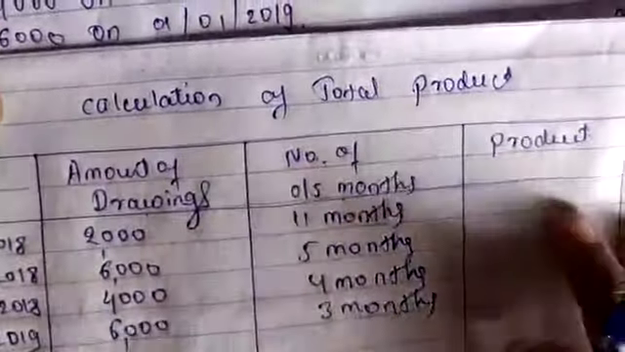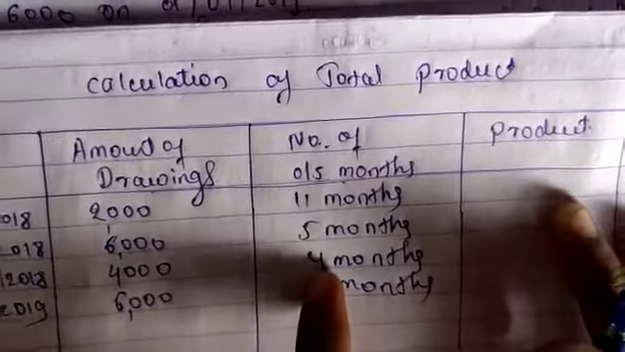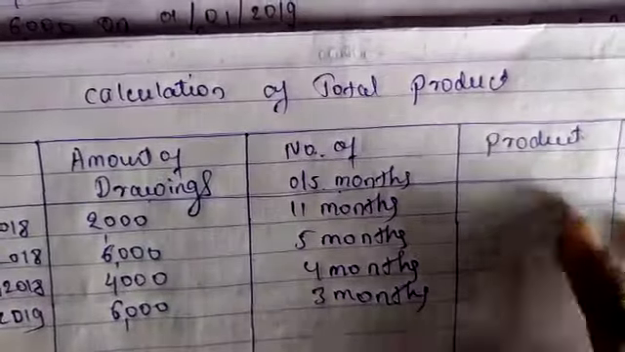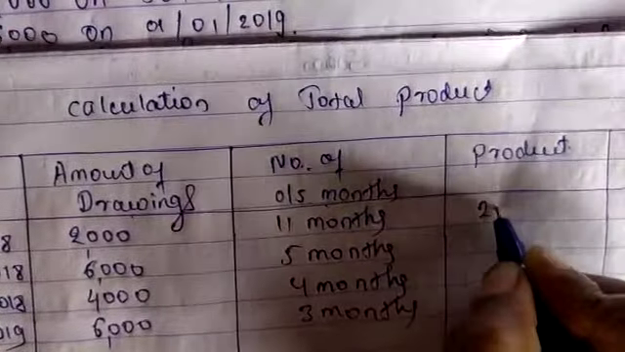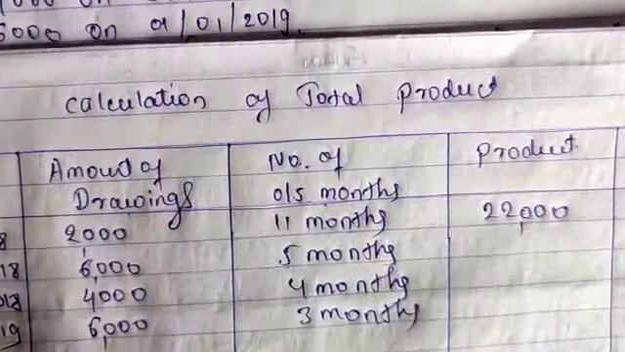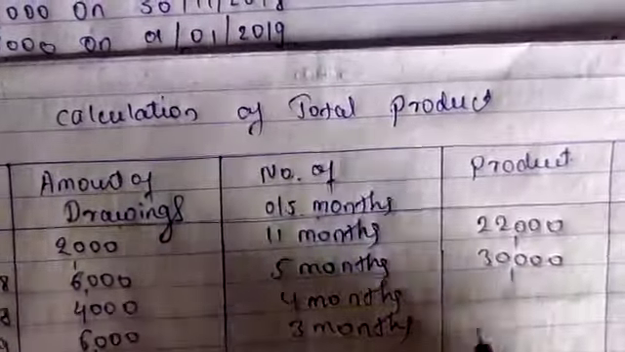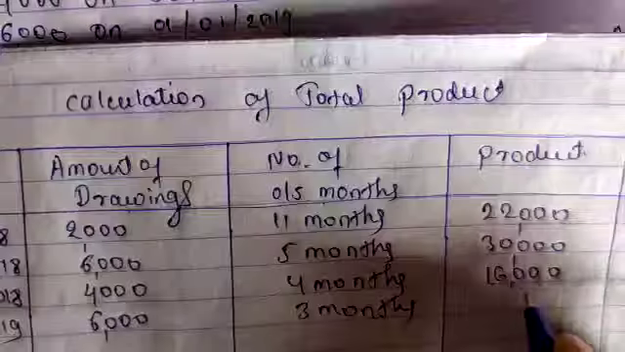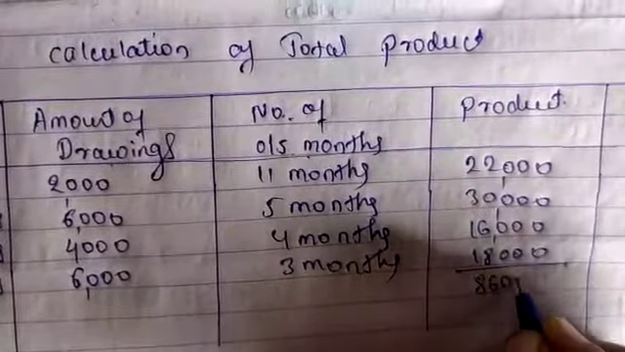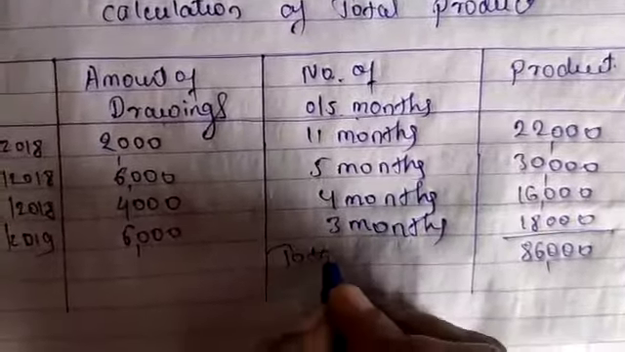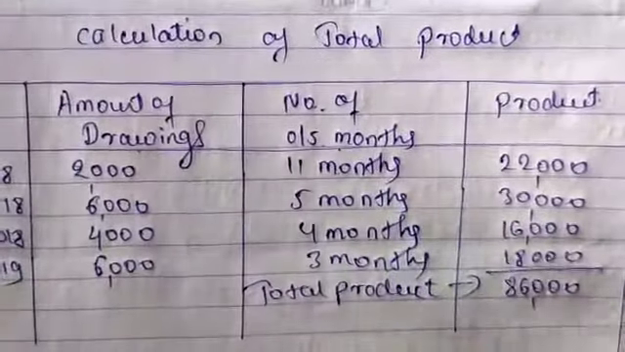So how to calculate the product column here? By multiplying the withdrawal amount with the outstanding months, you should find out the product amount. For example, 2000 into 11, 11 into 2, 22,000. It is the first withdrawal product here. Next one 30,000. Next one 16,000. And next 18,000. So total product becomes here 86,000. That should be mentioned here, total product is 86,000.